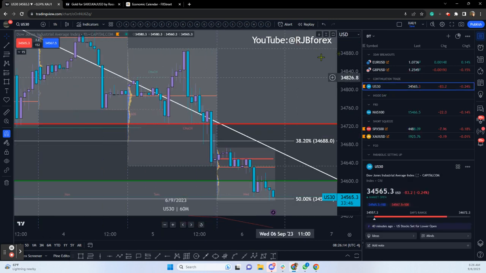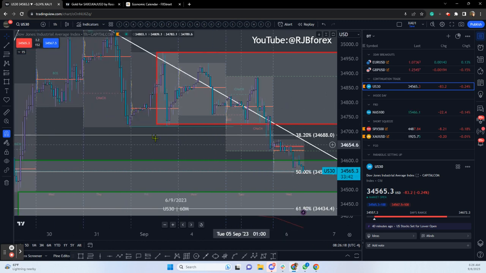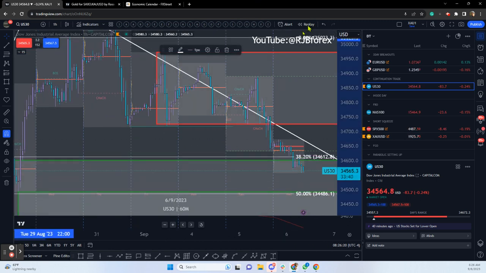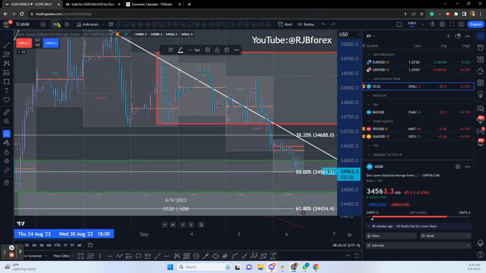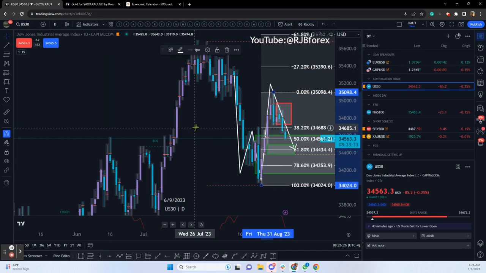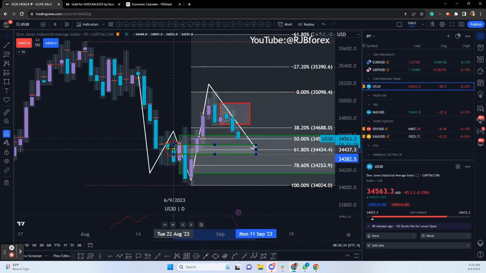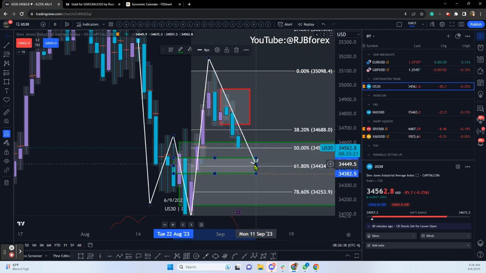US 30 continuation trade I have here marked up. Okay, so let's go to the daily chart. So we've got this W formation, and it's a continuation trade targeting the neckline of the W formation in here. The 61.8 is eyed.